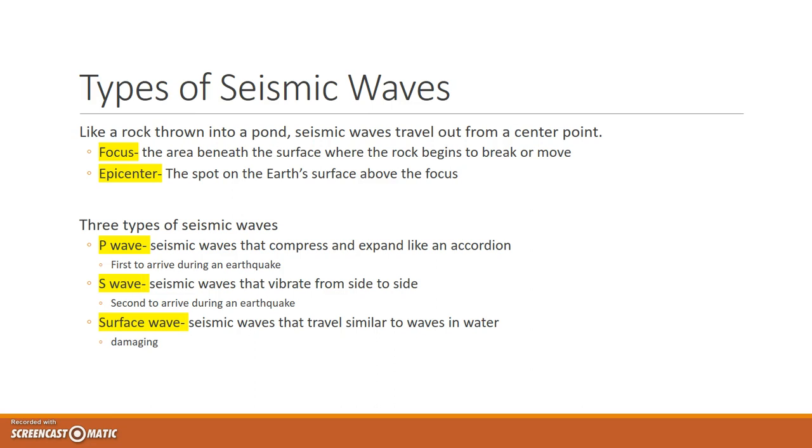The fastest type is a P wave, and these compress and expand like an accordion. The S wave is the second fastest wave, and that vibrates from side to side. And then we have surface waves. Seismic waves that are surface waves travel similar to how a wave moves in water. And these are usually the ones that are damaging or cause the damage.